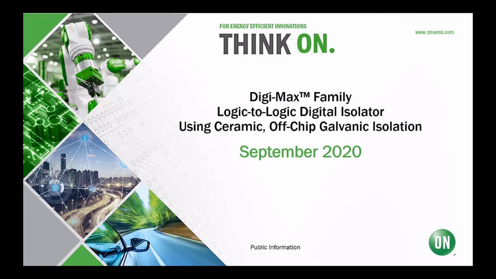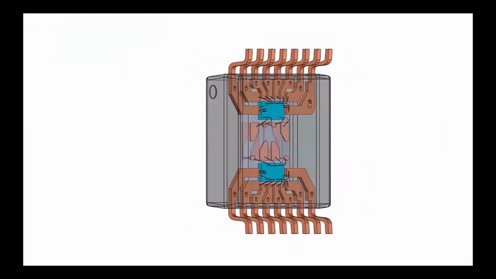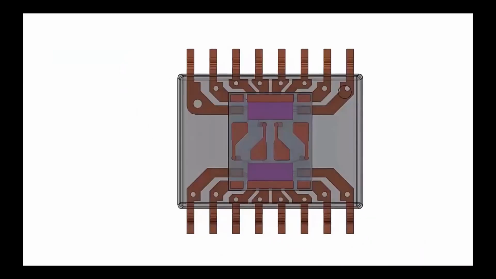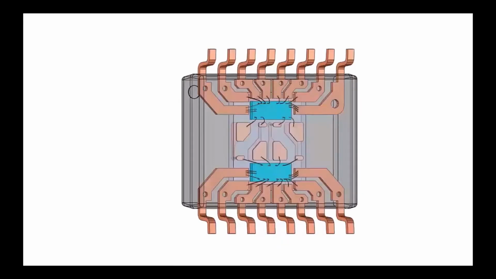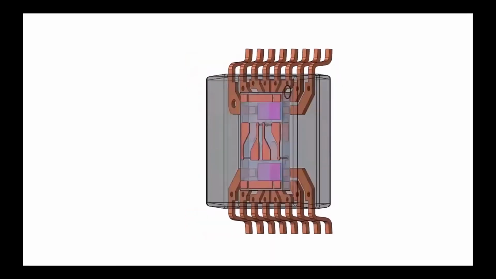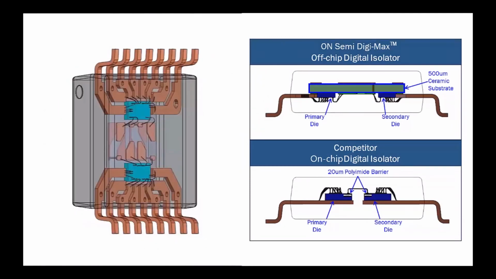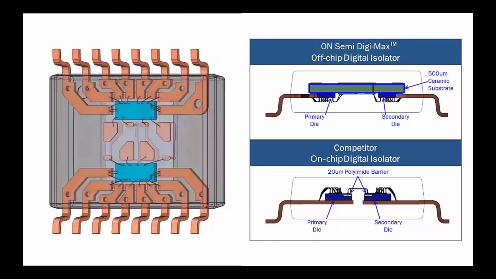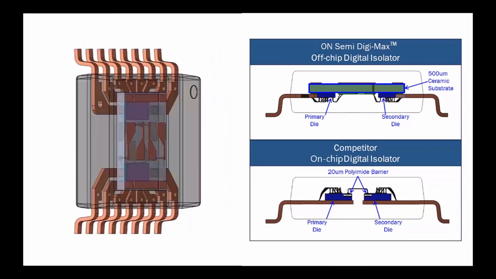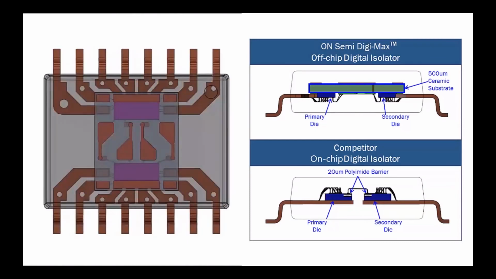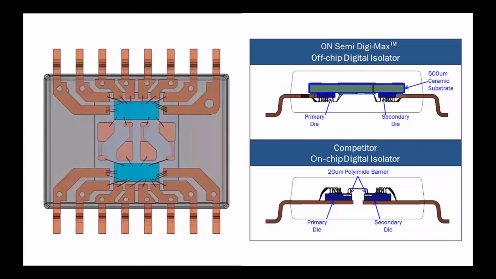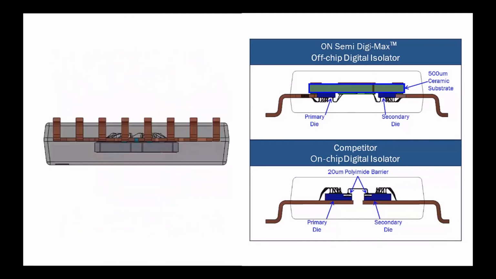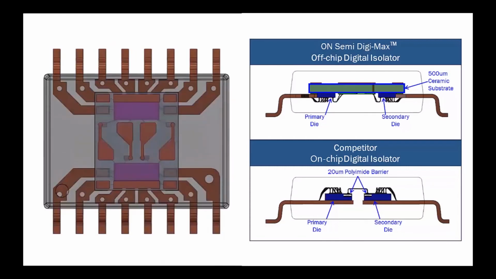Hello, I'm John Constantino, Director for the Isolation Business Unit at ON Semiconductor. Today I'm pleased to introduce ON's patented Digi-Max digital isolator. This product is not the typical digital isolator you're used to seeing offered in the market. Our patented construction with ceramic substrate delivers off-chip capacitive isolation with a thick dielectric insulating barrier. This unique construction allows us to offer the high insulation reliability of optocouplers combined with the high-speed, stable high-temperature performance of on-chip digital isolation.